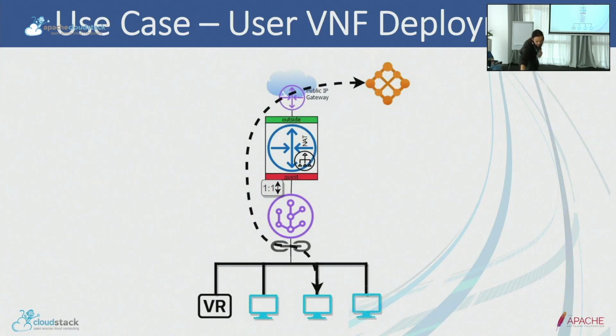In this case, you have your VM passing through the user shared network, through your VNF, that static NAT, and out to your SD-WAN mesh that can then connect to all your other sites, being other clouds, remote offices, corporate, anywhere.